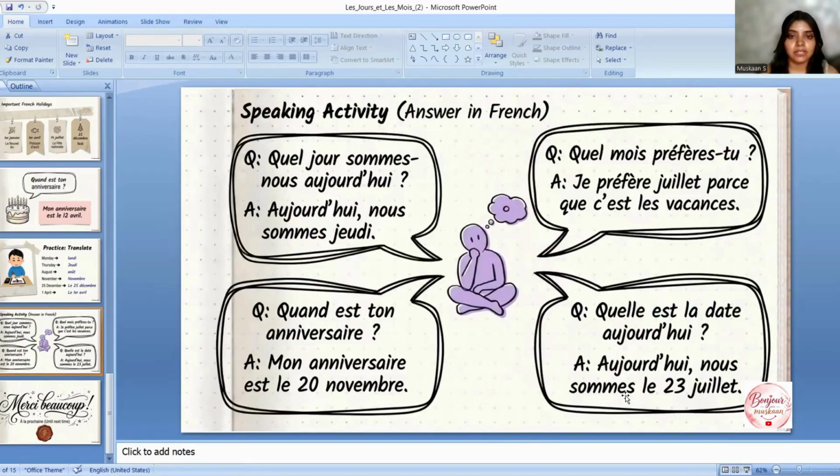Now here's some speaking activity. You have to answer in French. I have already done answers here, but you can make your own answers as well. This is just for the example. So, "quel jour sommes-nous aujourd'hui?" It means what is the day today? What is the date today?